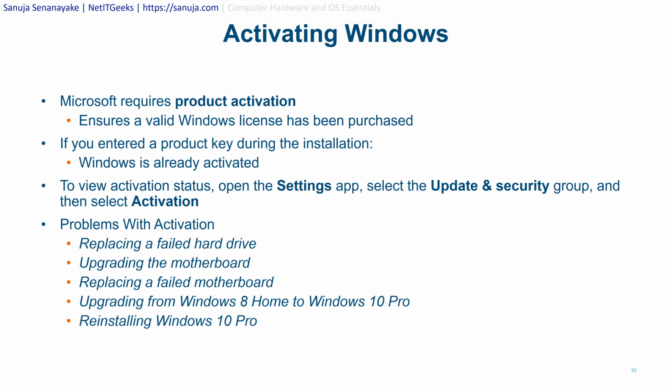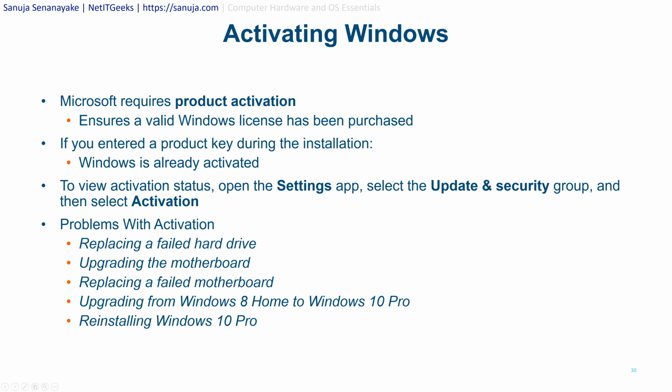The problems with activation include replacing a failed hard drive, upgrading the motherboard, replacing a failed motherboard, upgrading Windows 8 Home to Windows 10 Pro, and reinstalling Windows 10 Pro. So those are some of the problems that you may run into. These are the most common situations. And same with if you upgrade directly from Windows 8 to Windows 11, that may create an activation issue. Again, you may be able to bypass that either through downloading an activation troubleshooting application from Windows, or by contacting Windows customer support.